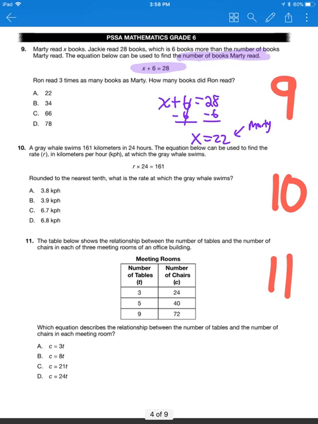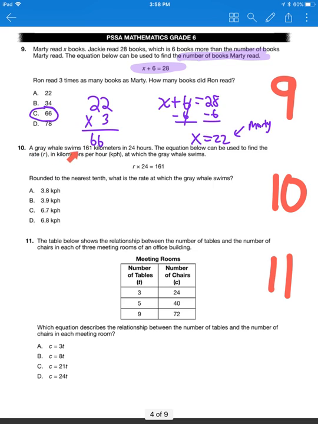Now Ron read 3 times as many books as Marty. So if Marty read 22 books, Ron read 3 times as many. Remember, you can use a calculator here. That will get you 66, which is C. Whew, my head's hurting. Okay, let's go on to number 10.